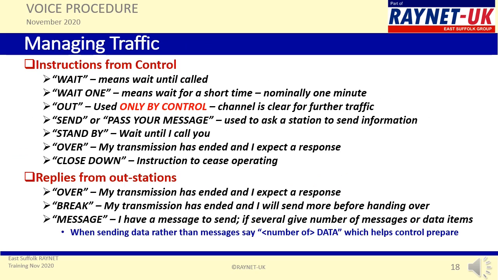There are pro words for instructions from control and replies from outstations. Wait means wait until called. Wait 1 means wait for a short time, nominally 1 minute. Typically this is used when control needs to delay other stations calling in until things have been written down. Out in Raynet procedure is used only by control and means that the channel is clear for further traffic.